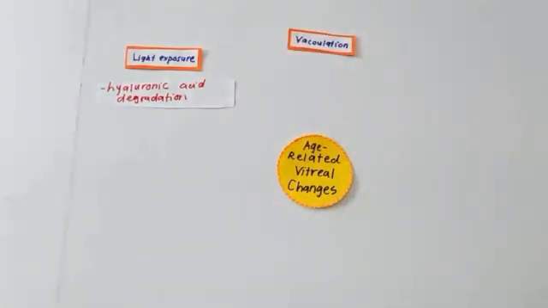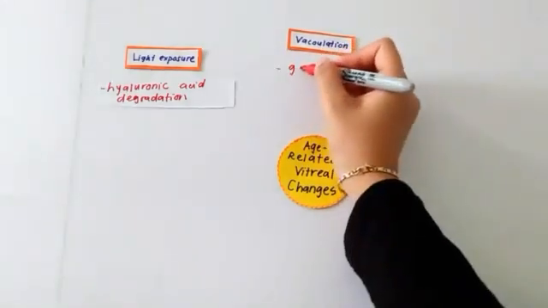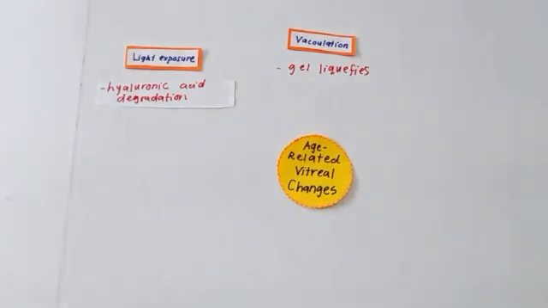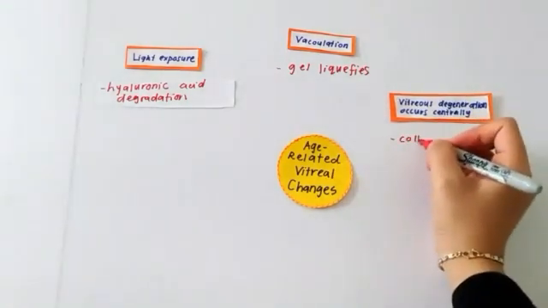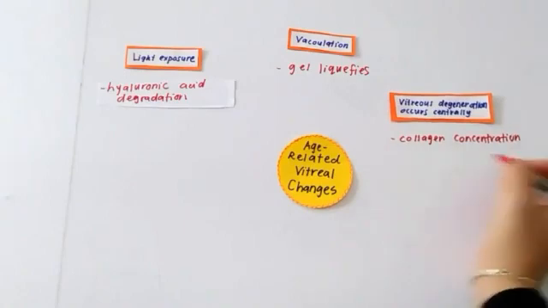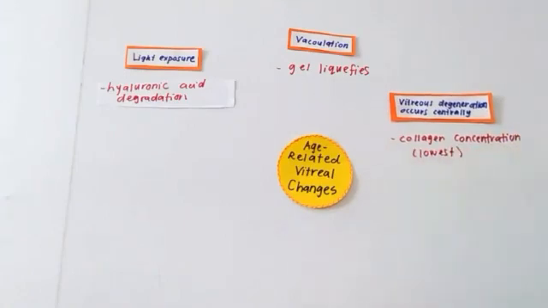Next is the vacuolation, where gel will liquefy. The third one is vitreous degeneration, which will occur centrally. It occurs at the site where the collagen concentration is at the lowest.